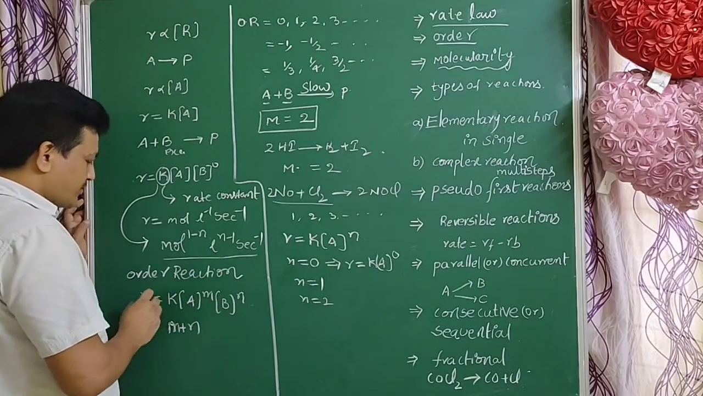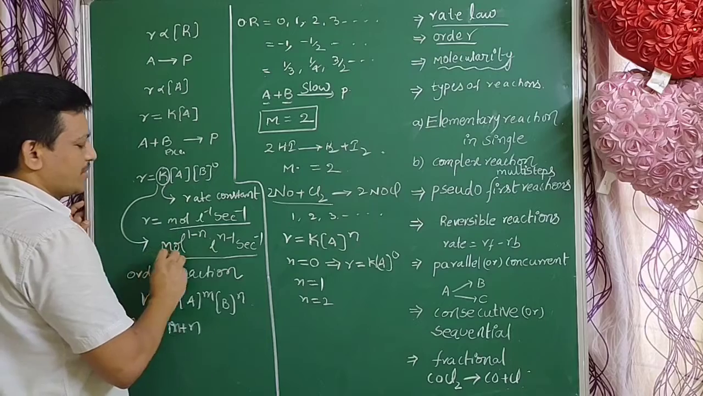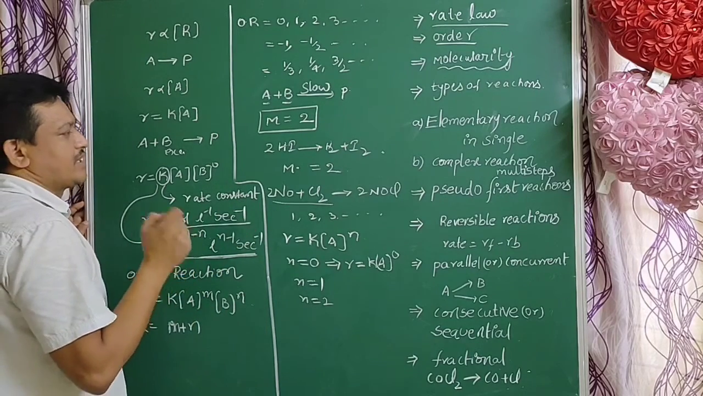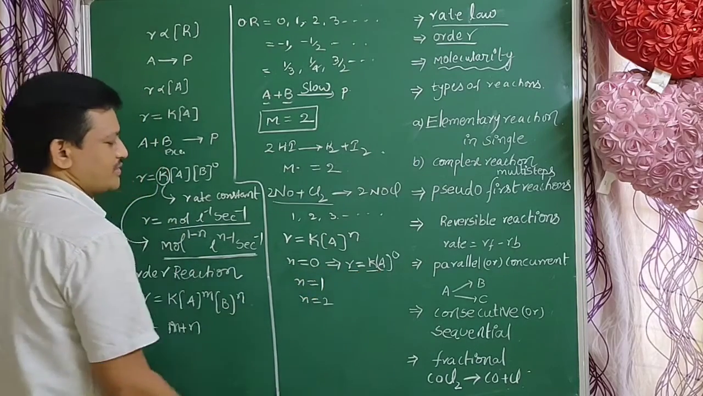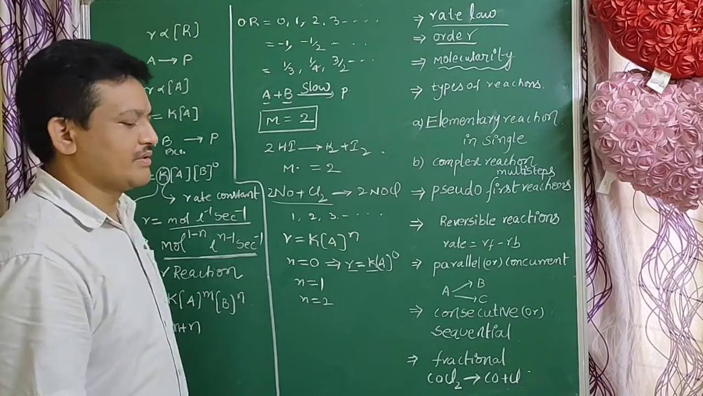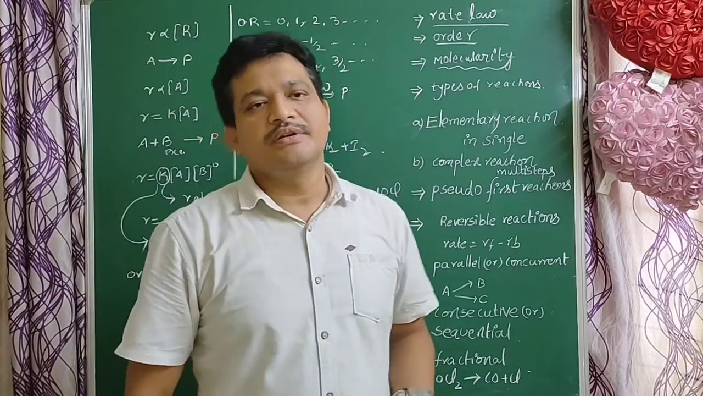That N value substituted in this formula, you get the units of K. In the 0 order reaction, rate constant units and rate units are equal. So here a very important topic is there.